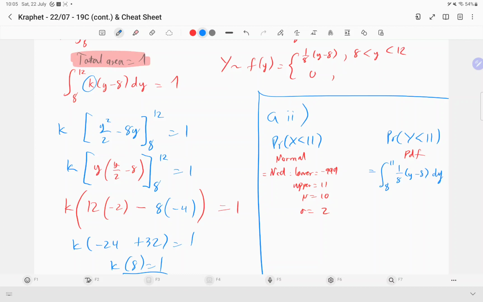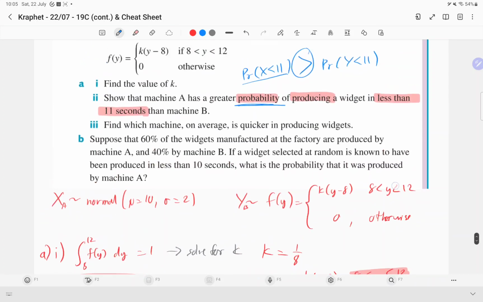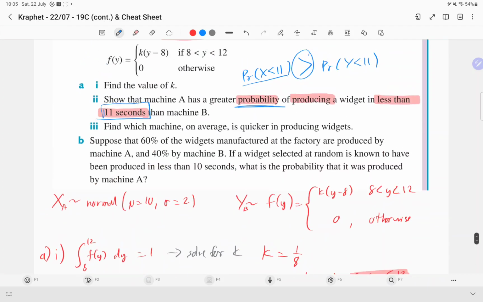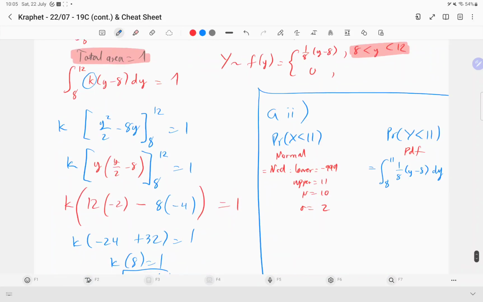Wait, where's the 8 come from? This one is from the lower limit. The y distribution is only from 8 to 12. But why did you have 11? Oh, because you're calculating the probability of producing a widget in less than 11 seconds. So it's only tricky because of two distributions, but you can just work each of them out the same way.